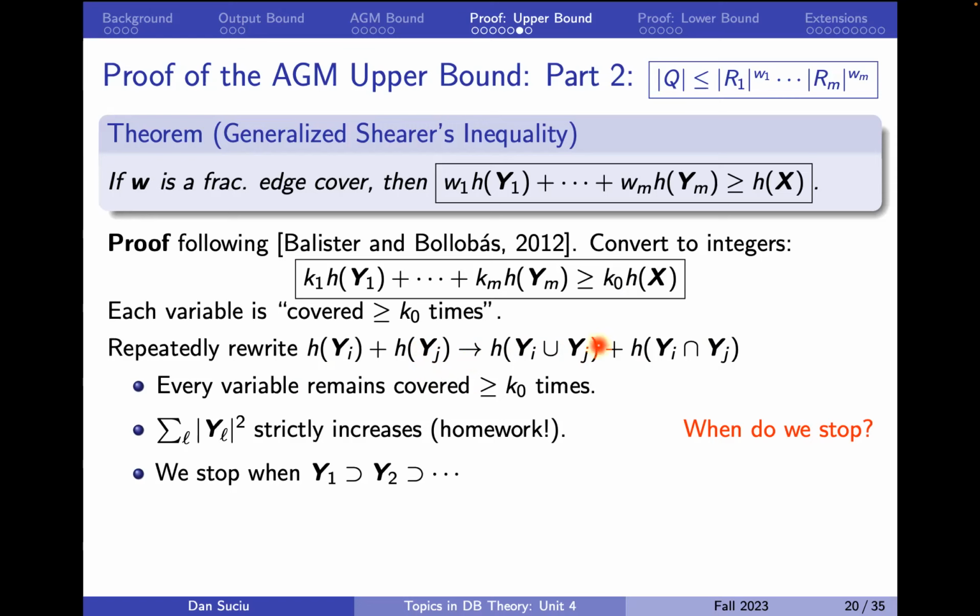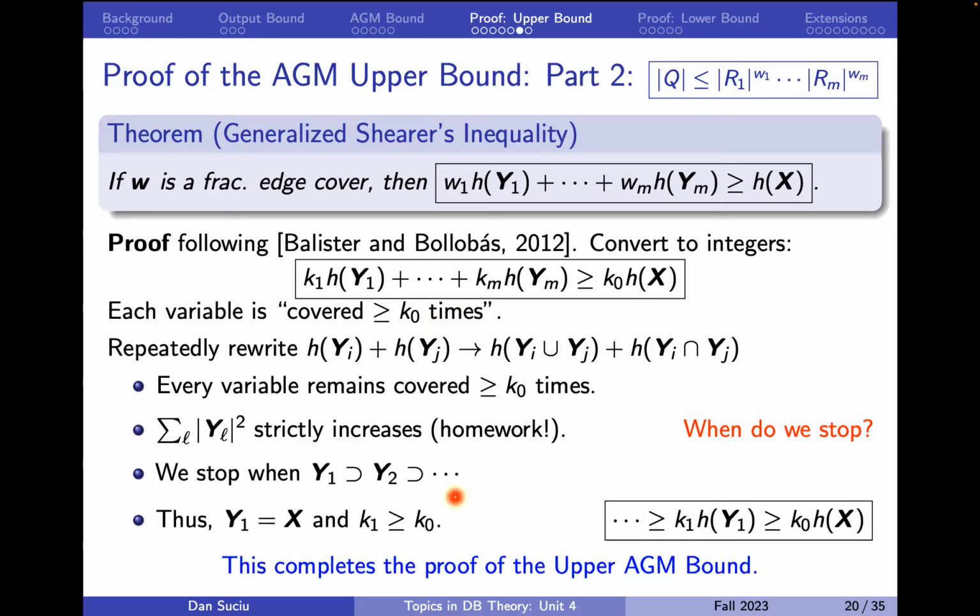Okay, so we apply the submodularity until these sets form a chain. Once they form a chain, we know that every variable is covered k0 times. And the first element in this chain, y1, is the only one that contains all the variables. So its coefficient better be at least k0, and we are done. If you lost something on the way, it's not super important. I find this a beautiful proof. This Shearer's inequality has been proven and reproven in so many ways. Only accept the most elegant proofs. There are alternative proofs, but if it's too complicated, put it aside. I find this one of the most elegant ones.